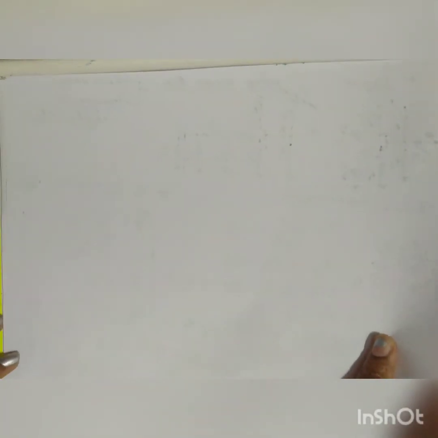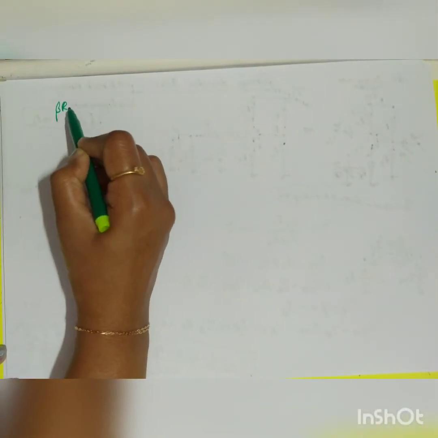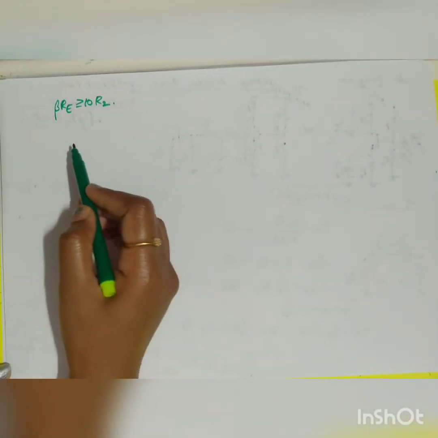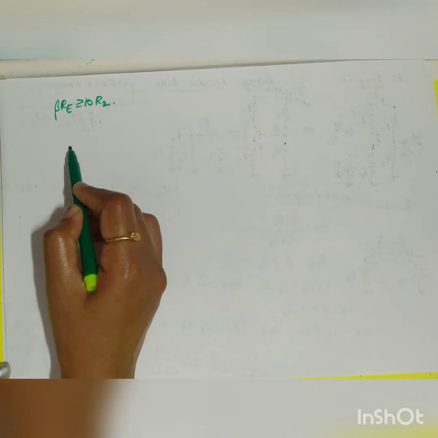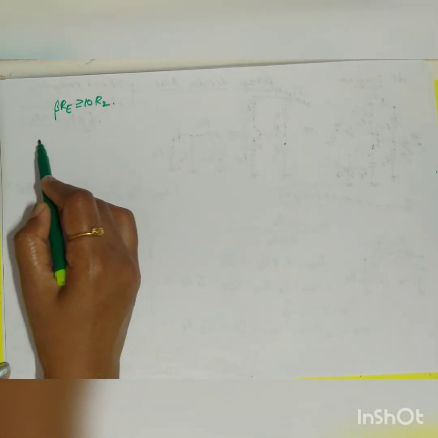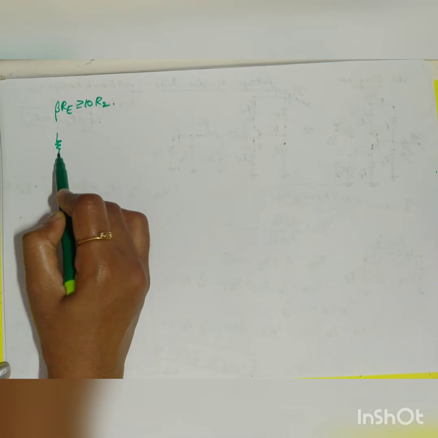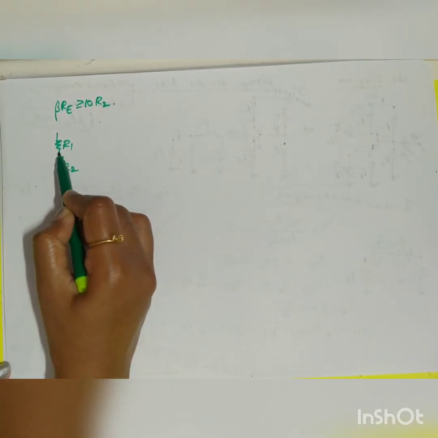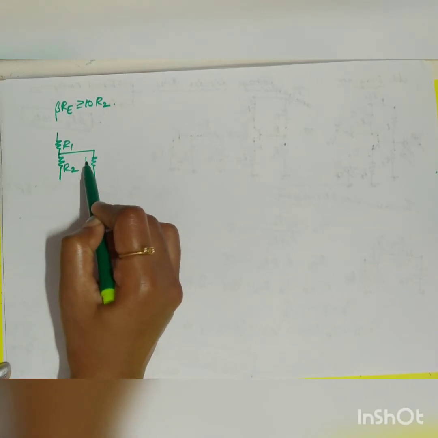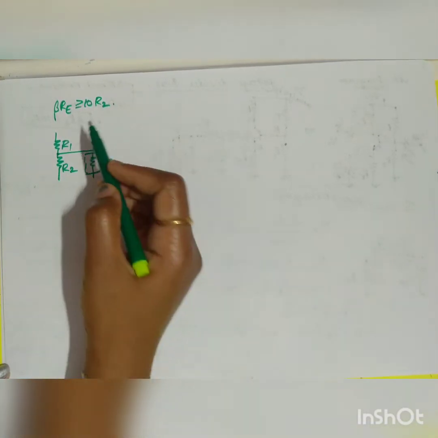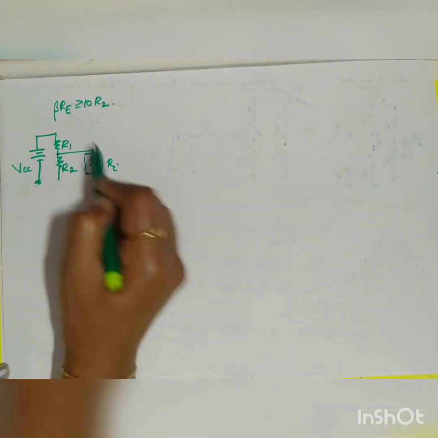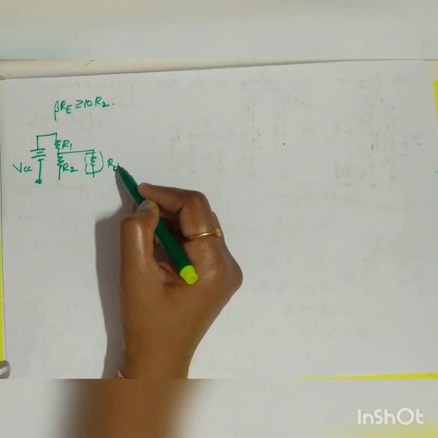Now let us go for your approximate analysis. The approximate model has to satisfy the condition beta RE should be greater than or equal to 10 times R2. On the input side, I can reconfigure it: you will have your VCC, your two resistors R1 and R2, and across the input you can have an equivalent resistance, that is Ri, connected to your VCC. The input side can be reconfigured into this type.